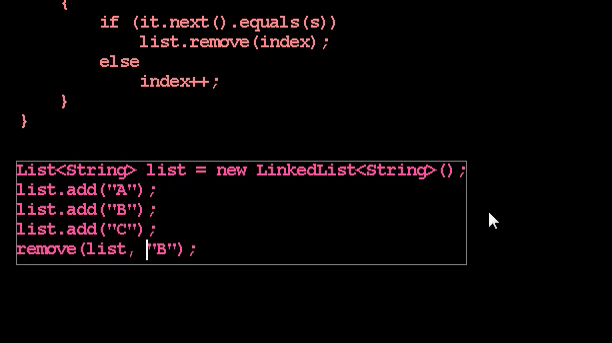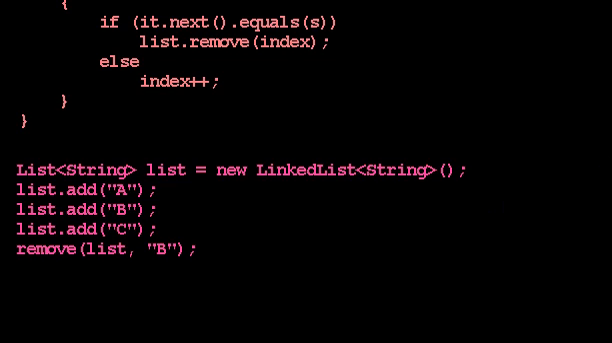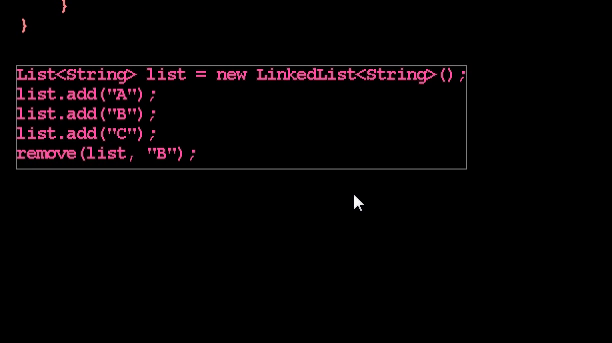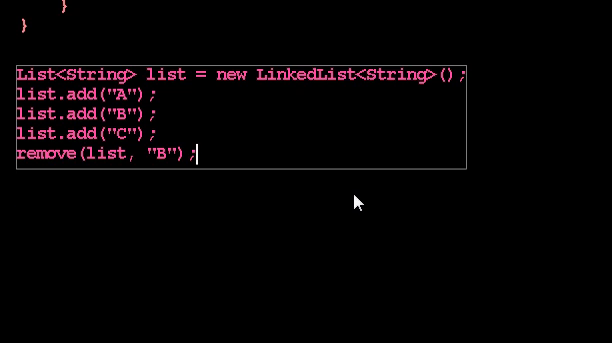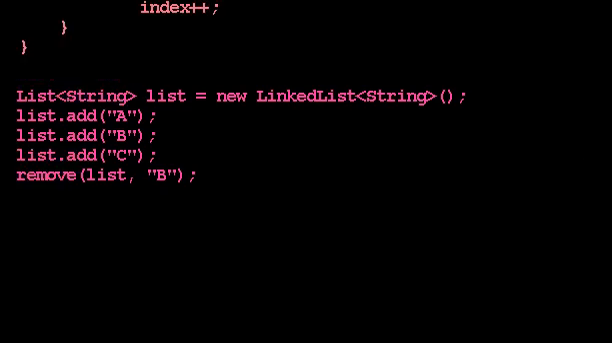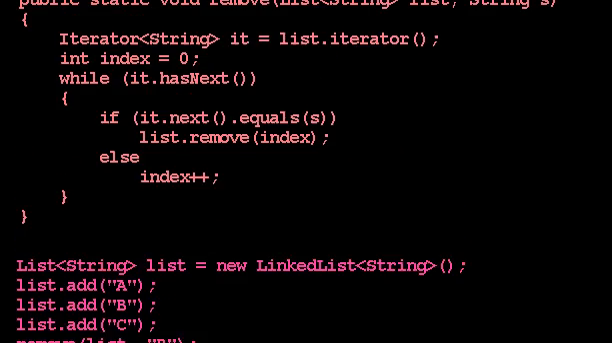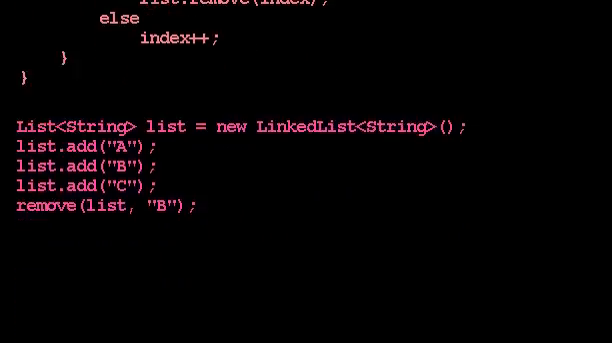Oops, there we go. Call my remove method on list with B, and let's see what happens. Now obviously I could just write list dot remove element B, and that should work. But I want to see what happens when I use my method that uses an iterator up here. So let's draw a picture.